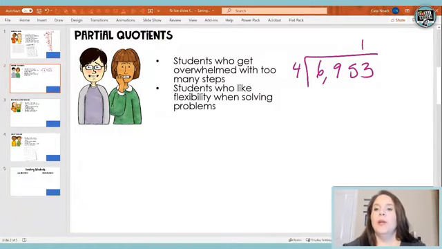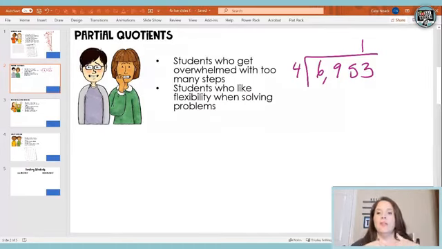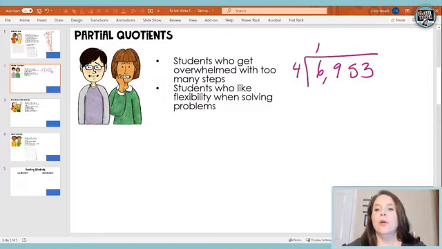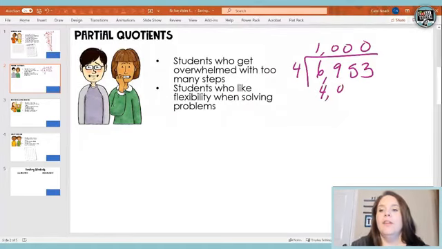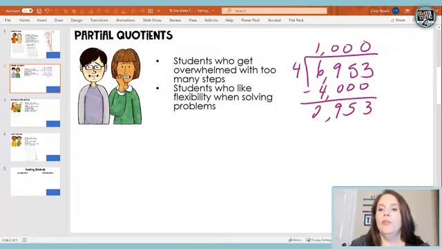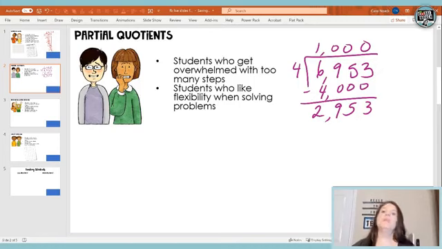Basically we would write a 1 here because we are taking 1 four and we're going to subtract it. However, that would take forever. So what we do instead is do that a lot of times. Instead of subtracting 1 four at a time, we can subtract 1,000 fours at a time. So if you have 1,000 fours, that's really 4,000, and we can take that right off of the dividend. So I'm left with 2,953. So my dividend has gotten a lot smaller, and I have a partial quotient. I have part of an answer.